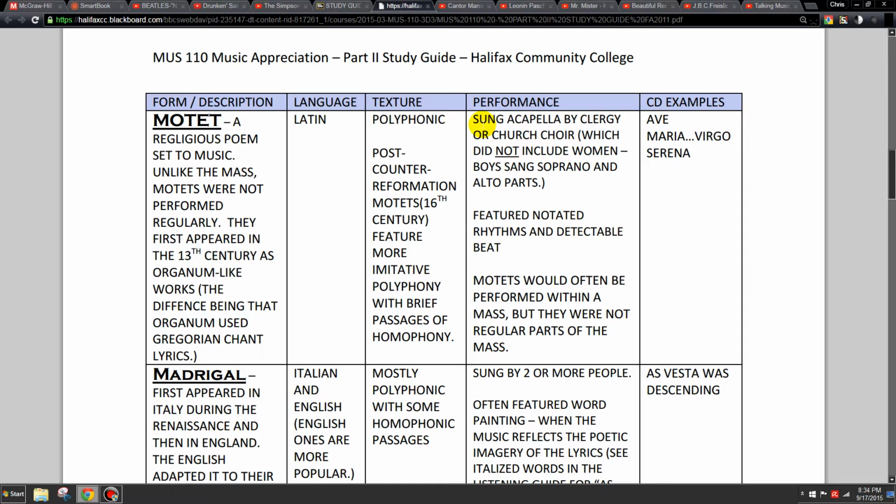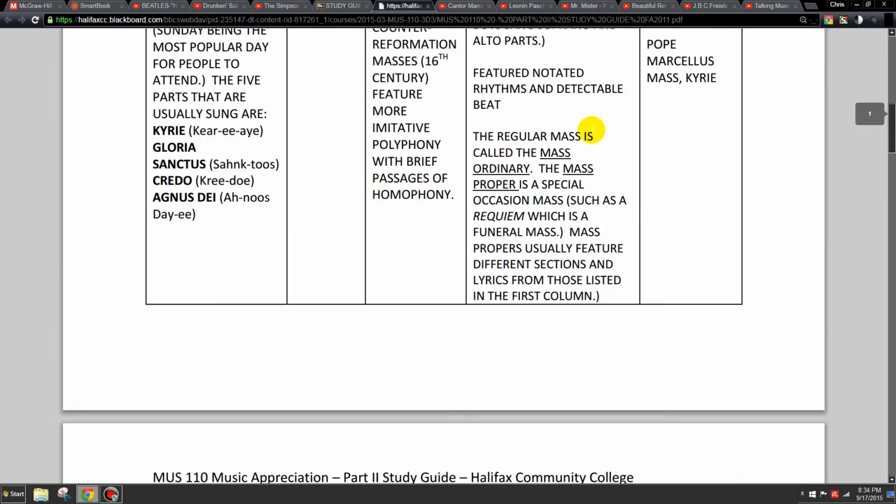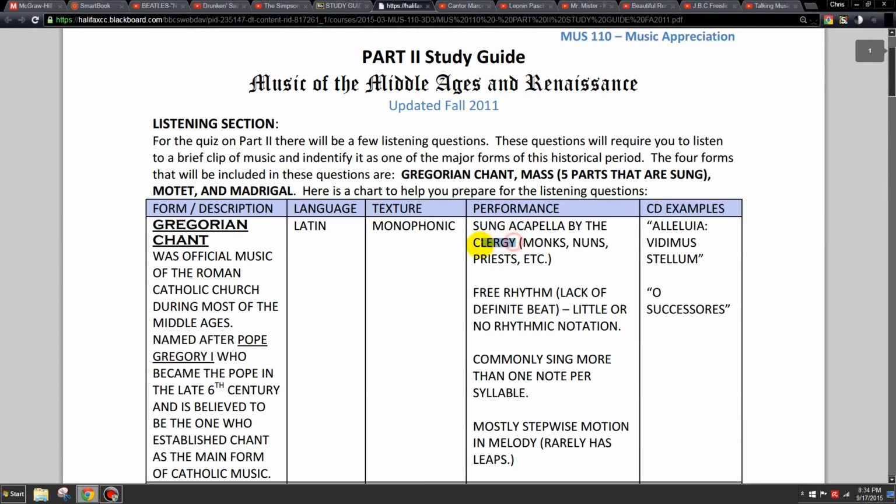Now, for the performance, the things you want to listen for is that it's going to be sung a cappella, and again, daggone it, I misspelled it. So I'll be sure to fix that. It's sung a cappella, and hopefully you've noticed also with the Gregorian chant, it's sung by the clergy.